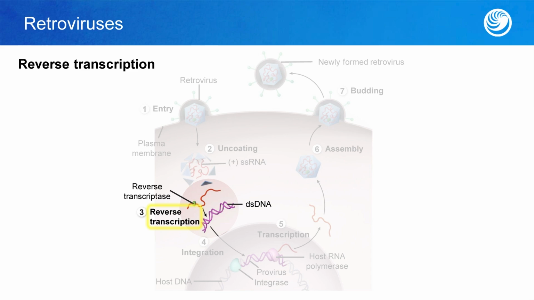That's why this process is called reverse transcription. Transcription uses DNA to make RNA, but this process uses RNA to make DNA. It's transcription, but in reverse.